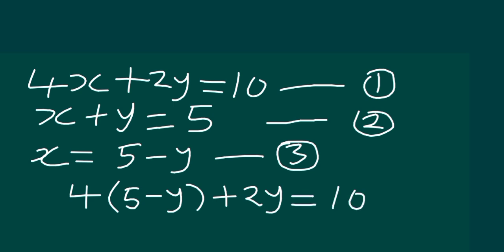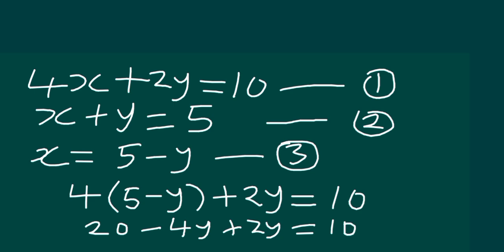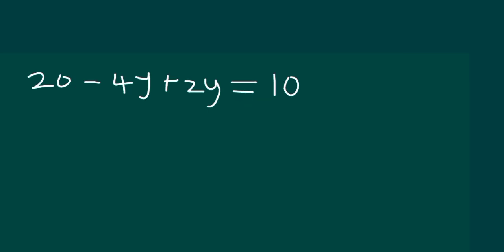Then we open the bracket. 4 times 5 is 20. Then 4 times negative y is negative 4y. Plus 2y is equal to 10. Now, having made our substitution, we now have an expression containing the y variable only, which makes it possible to find the value of y. And let's go ahead and simplify further to find our y.